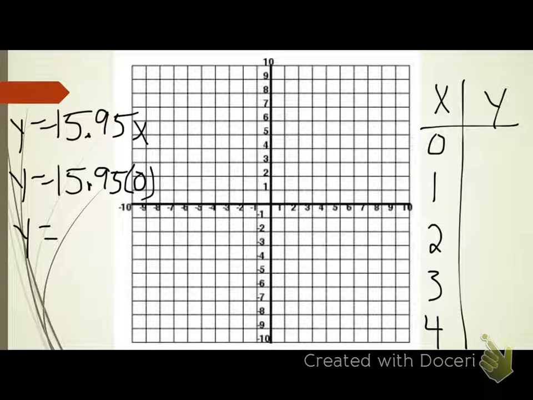What's 15.95 times 0? 0. So when my x value is 0, what do I get for my y value? 0. Does everyone see how the input-output table works? Have you guys dealt with input-output tables before? Yes. Okay, good. Hopefully some of you have. If you haven't, does it make sense? Yes. Okay. Now I've got to plug 1 in to get my y value for 1.